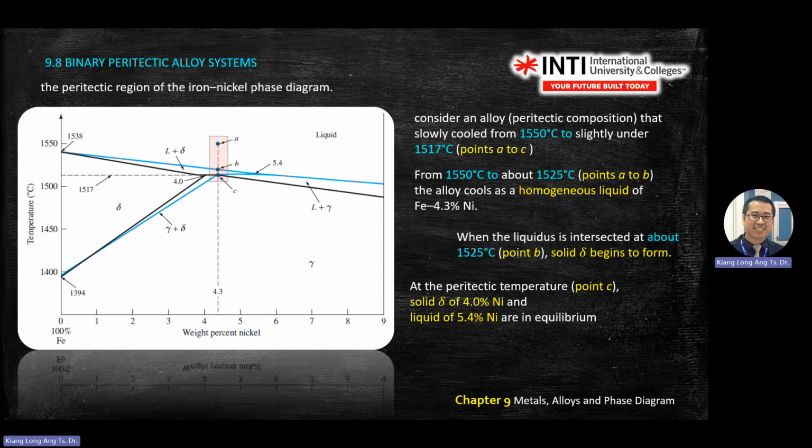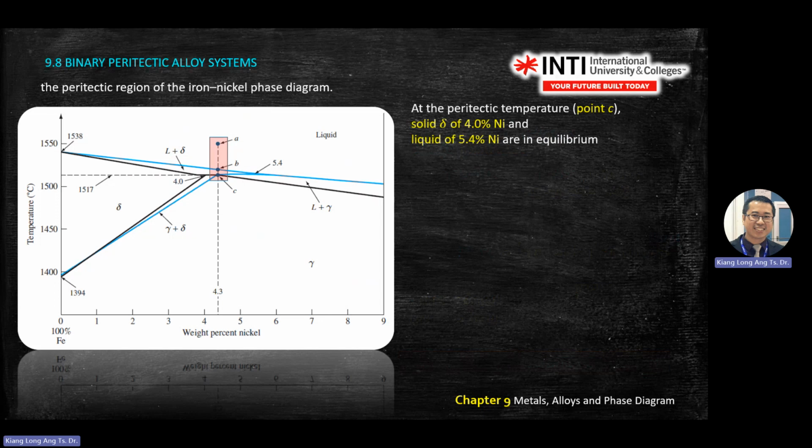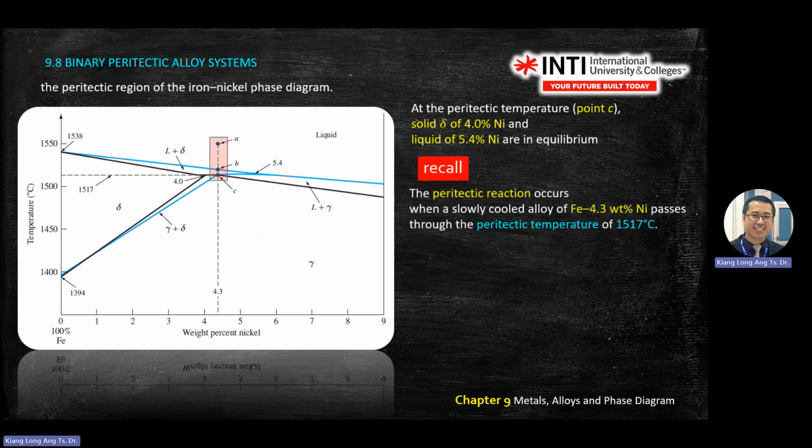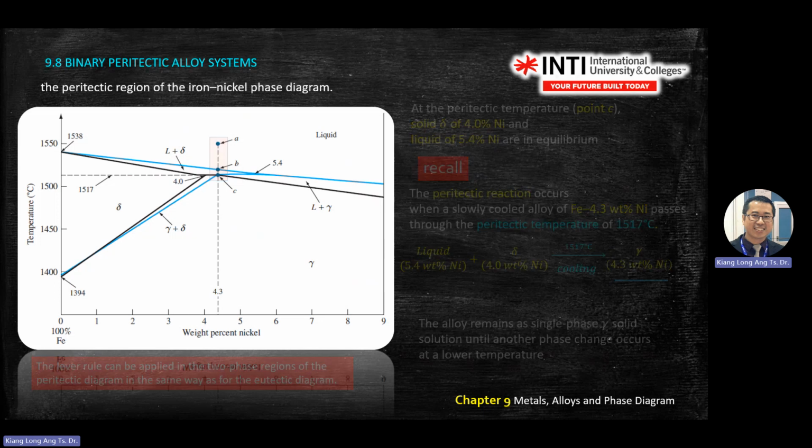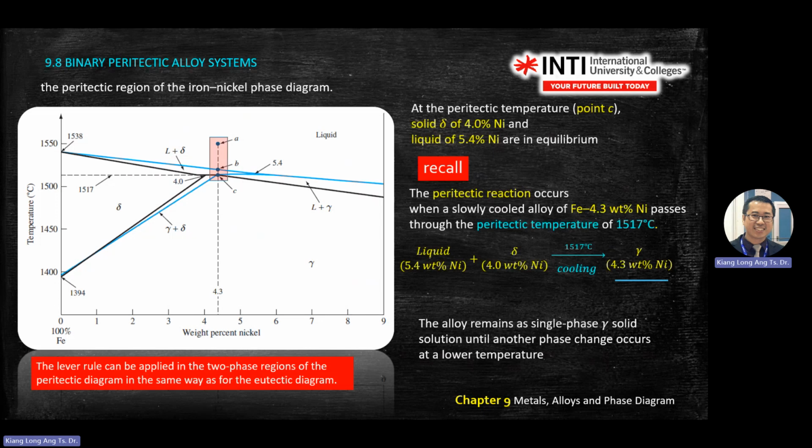Okay, so who doesn't understand point C, this statement? This one is read from this line. 4 is the delta solid phase. Then another on the right is 5.4 liquid. So recall all these peritectic points. You can use lever rules to find how many percent of so-and-so liquid and solid.